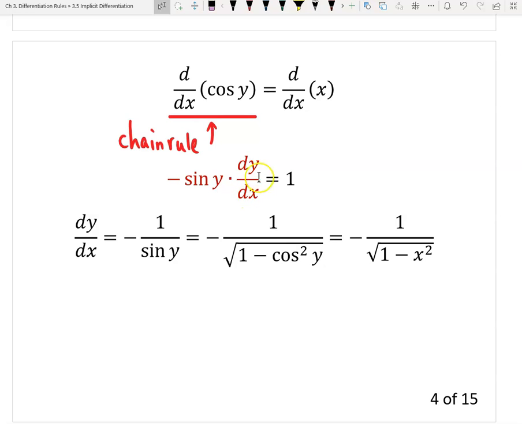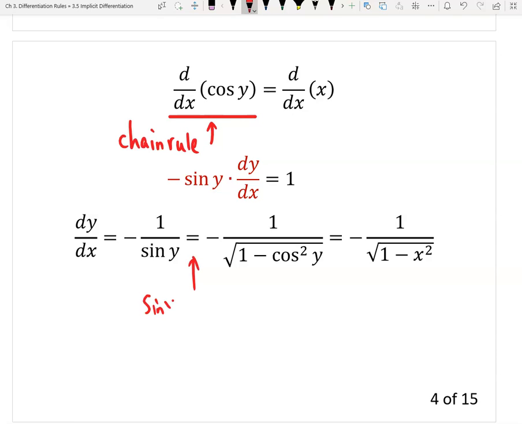Now the same, we solve for dy dx. What do we get? We get negative 1 over sine y. How do you change sine to cosine? Of course, Pythagorean. Then now it's the same, right? Let me just show you the Pythagorean one more time.